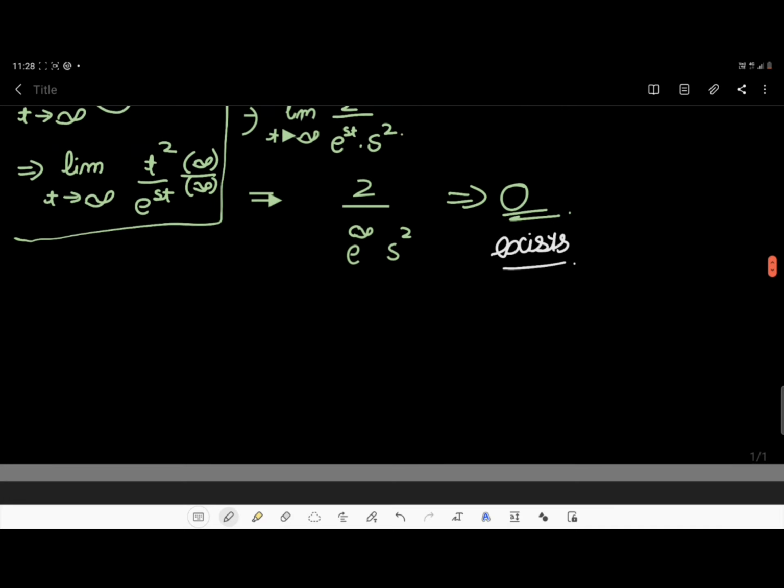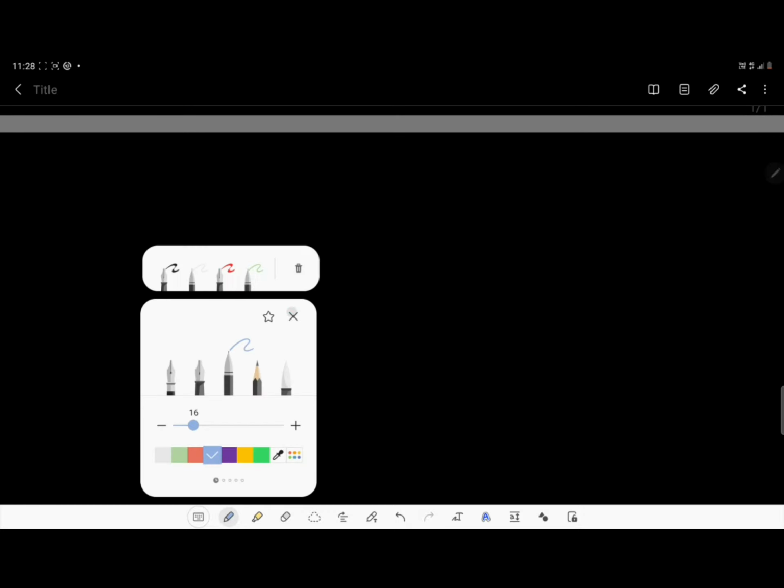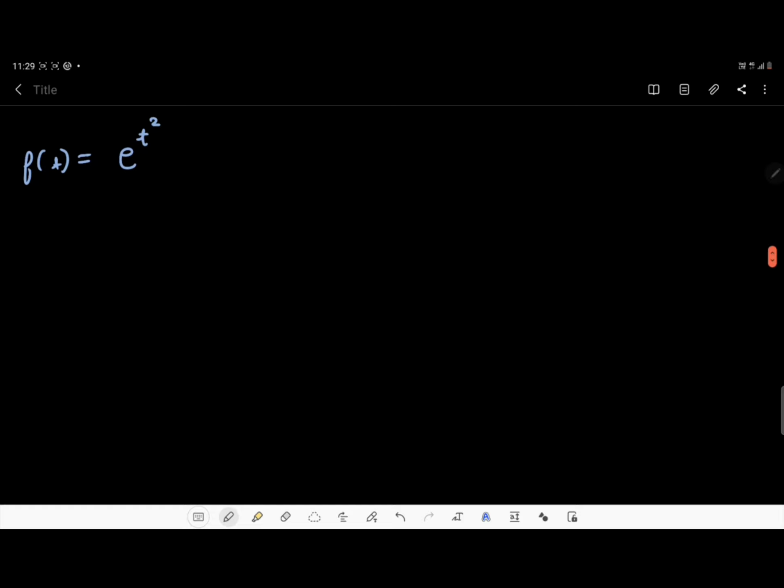Now I'll tell one more example related to the limit not existing. This thing will then become clear in your mind. You can take the example of f(t) equal to e raised to power t square. Now, how to check? Write this e raised to power minus st as such and write this function as such into e raised to power t square, where the limit is t approaches infinity.